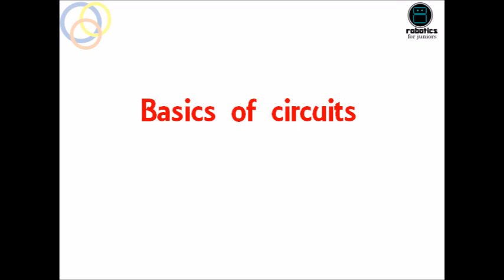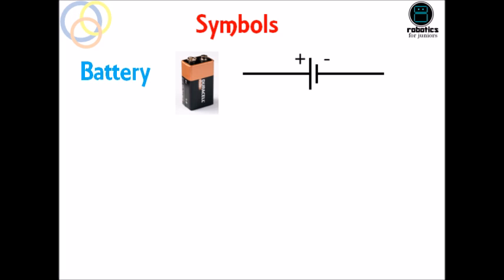Let's first start with the basics of circuits. First, the symbols of hardware components. This is the symbol of a battery. The longer line is positive and the smaller line represents the negative terminal of the battery.